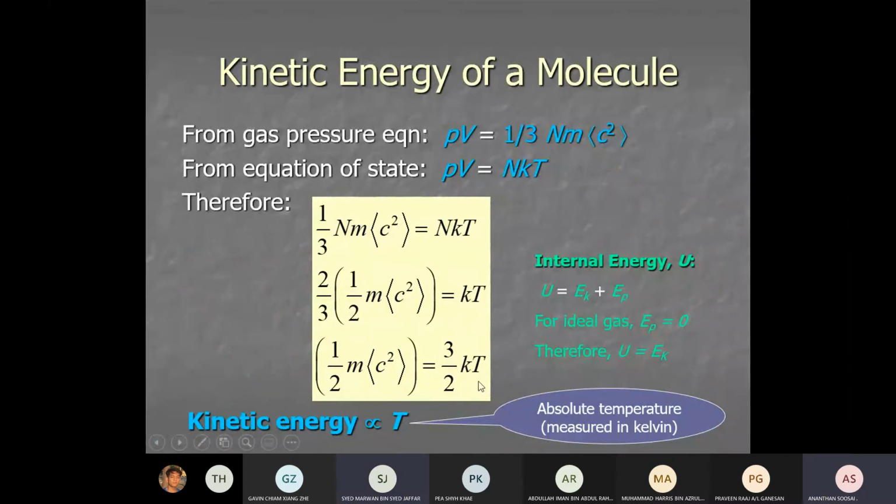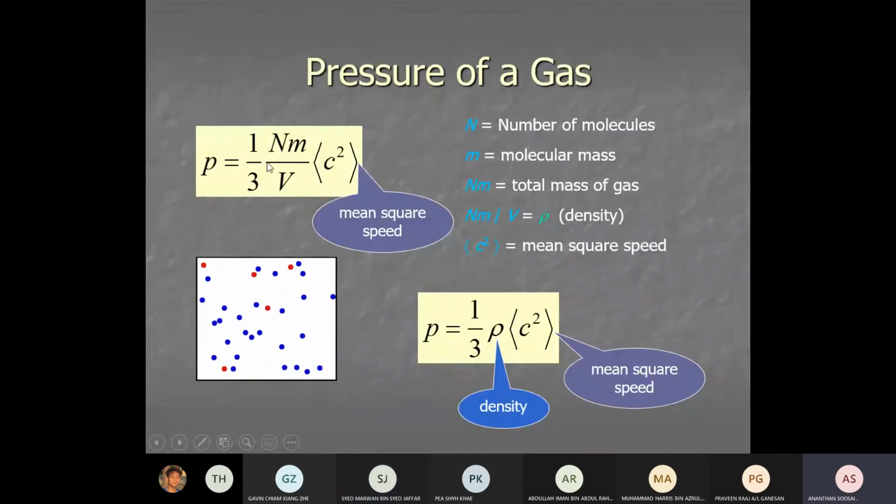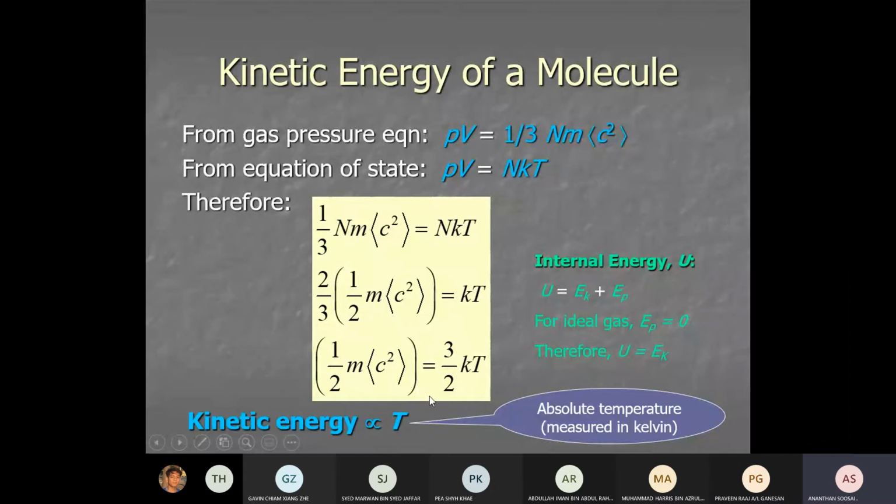This is a very important turning point in science. The long derivation of 1/3 nmc squared was utilized later for a very important discovery. The kinetic energy of a particle is found to be 3/2 kT, and we found that the kinetic energy is solely dependent on temperature. That's the biggest discovery in this topic, ideal gas: kinetic energy is proportional to temperature.